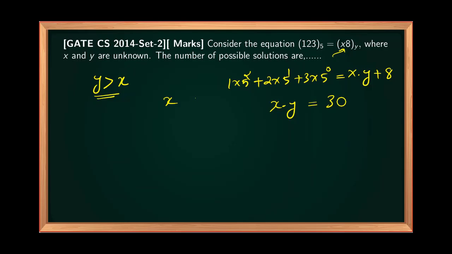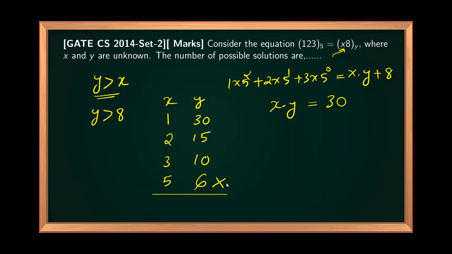So the possible solutions of x and y are x1 y30, x2 y15, x3 y10, x5 y6. Y should always be greater than x. I have one more restriction here, that is y should be greater than 8, and the last condition is excluded. So other than my last condition, I have 1, 2, 3 possibilities.